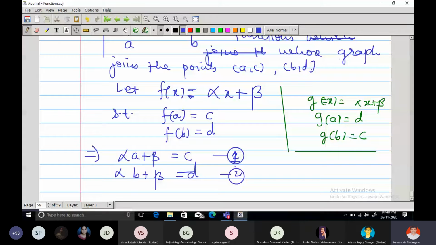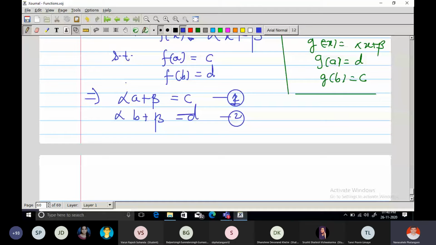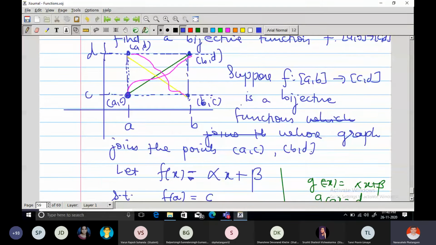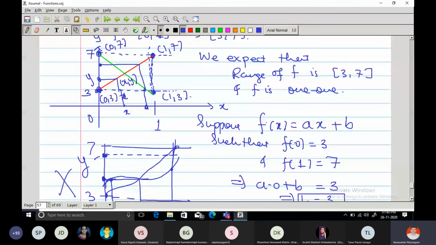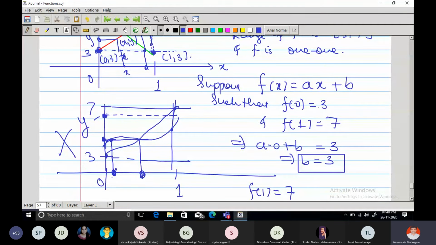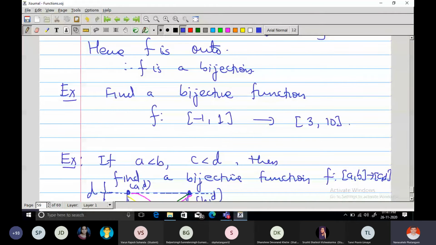And what are unknown quantities? Alpha and beta. Alpha and beta are unknown quantities. Once we get values of alpha and beta, we are through because we get the function actually. If you recall the previous example, we wanted to find a bijective function from 0, 1 to 3, 7. Unknown quantities were a and b, and we determined values of a and b, and we actually get the function 4x plus 3. So this is the exact definition of a function, right? A and b were unknowns. We found them. So similarly, in this case, alpha and beta are unknowns. Once we get values of alpha and beta, we get the exact definition of the function.